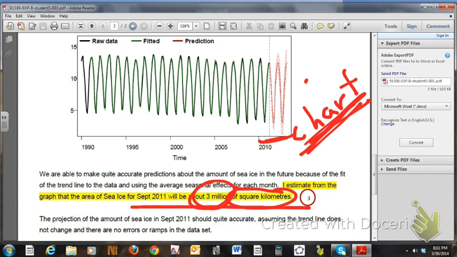The projection of the amount of sea ice in 2011 should be quite accurate, assuming the trend line does not change and there are no errors or ramps in the data set. That doesn't even have to be said to make achieved.